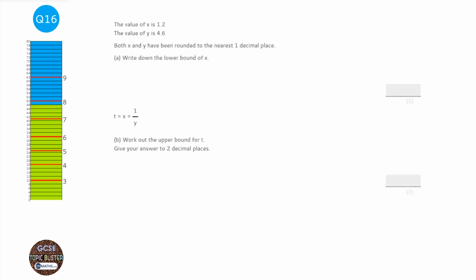The easiest way I've found to work with bounds is just draw a number line, put the number that you've got, so we're looking at x, put the number you've got in the middle, and try and figure out what the next number down would be. So the next number down would be 1.1 if then rounded to the nearest one decimal place. What's the next number up? Well, it would be 1.3.